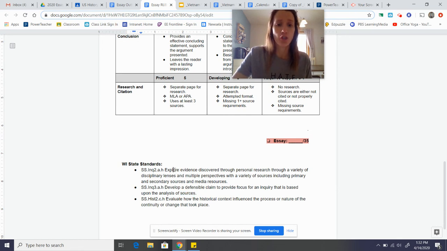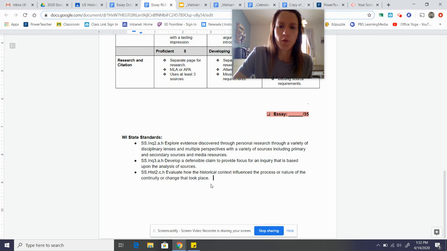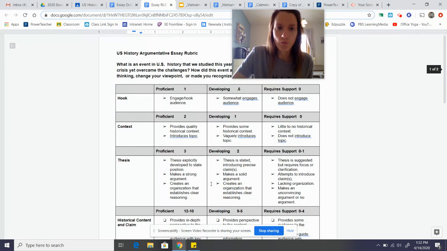So you're making sure you're exploring evidence and gathering a variety of sources. You are creating a defensible claim. You've already done that, hopefully, with your outlines. And then evaluating historical context as influenced by the process or nature of the continuity and change. That's another big piece of our state standards, looking at how things change over time. Those are the state standards we're going to be hitting, along with a few others, but those are the big ones. And then this is your rubric.